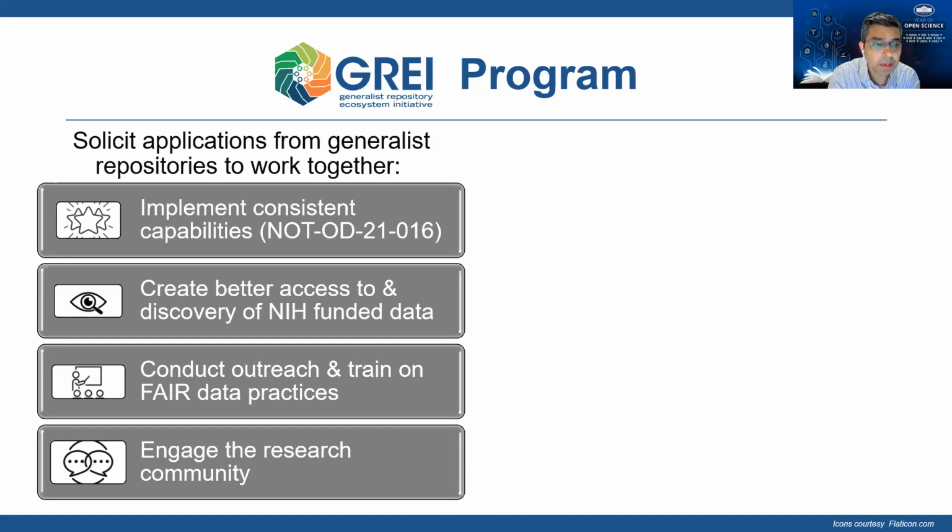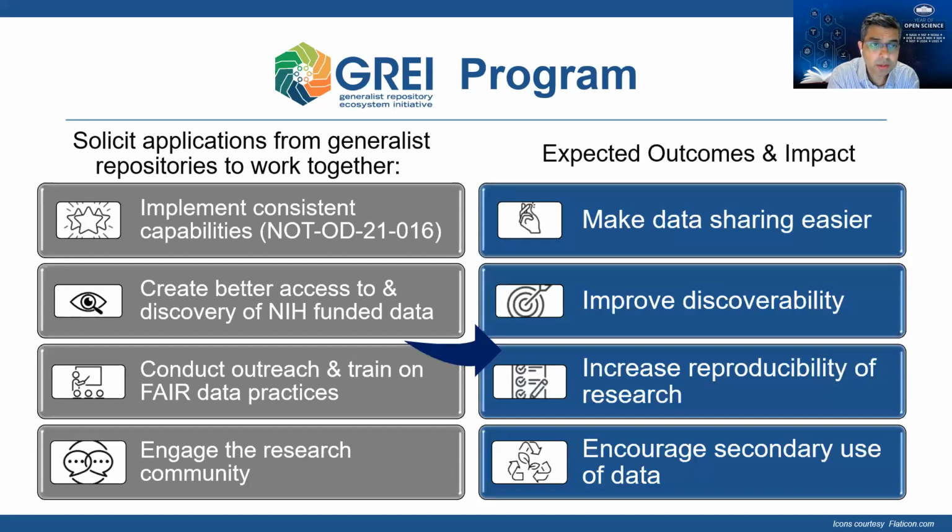And of course, conducting outreach and training people on FAIR practices by engaging the research community were some of the key goals over here, with the hope, in the next slide, that this would make data sharing in general easier for everybody. Of course, improve the discoverability of data that's already out there and exists for others to be able to reuse it. And very importantly, address the reproducibility of research when these things are captured in a FAIR process, enabling secondary reuse.